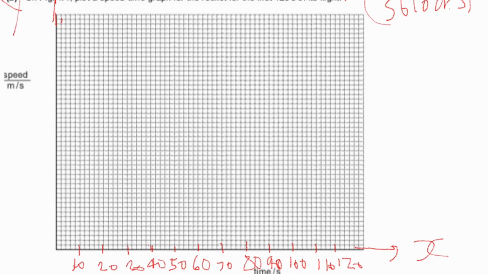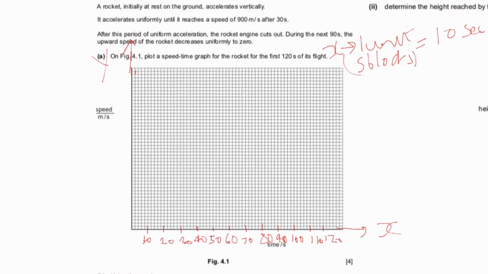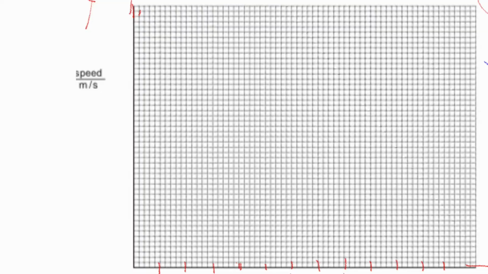Now similarly we have to do for the y-axis also. For the y-axis, as you can see here, they have given 900 meters per second. So we will take 100 meters per second. So 5 blocks equals 1 unit equals 100 meters per second. So for the y-axis we will take 1 unit, 5 blocks, equals 100 meters per second. So let's put for 5 blocks: 1, 2, 3, 4, 5.